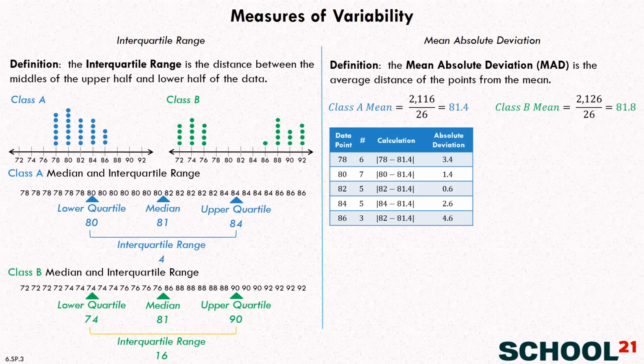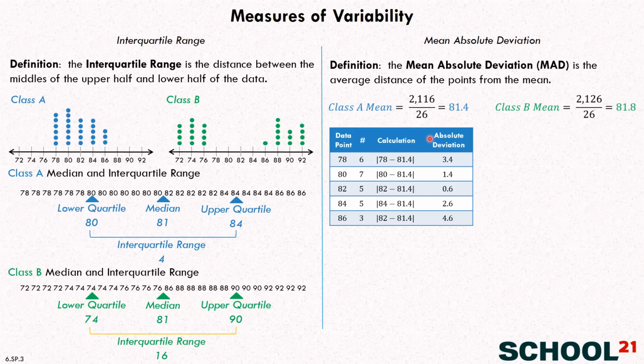But here we'll put it into a table so you can see what it means. Okay, so when we're looking at Class A here, you can see that there were 6 students who got a 78. So one data point is 78. There were 6 of them. And we want to know what's the distance from 78 to the mean of 81.4, remember.